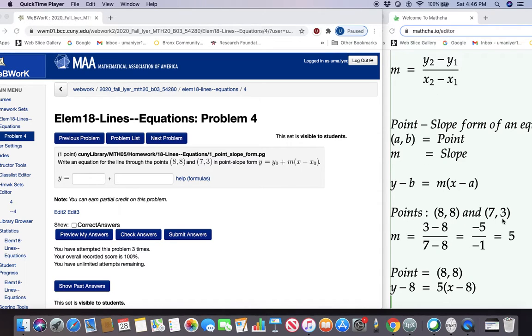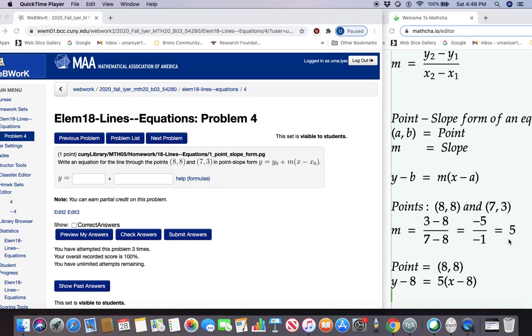Given 2 points, use the slope formula, y2 minus y1 over x2 minus x1. Simplifying, 3 minus 8 is negative 5, 7 minus 8 is negative 1. That fetches me positive 5.